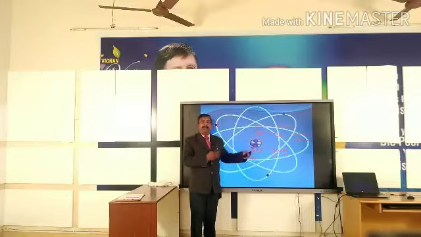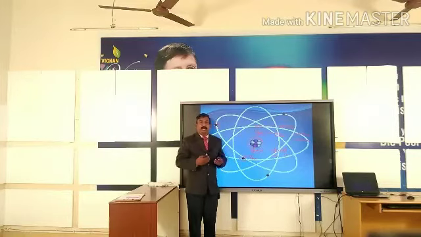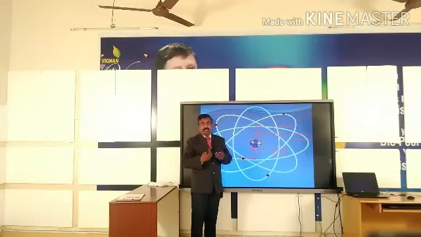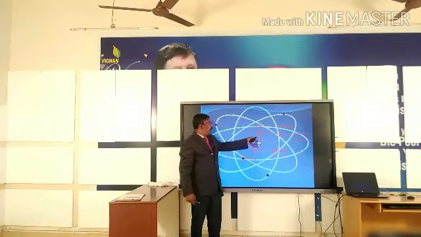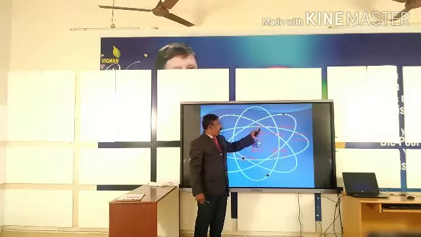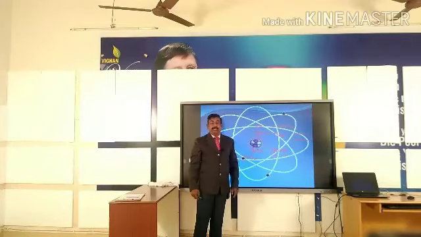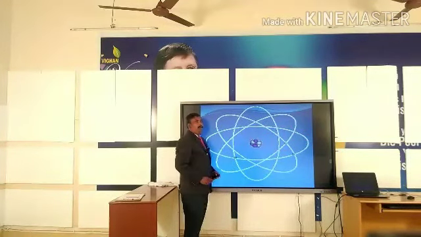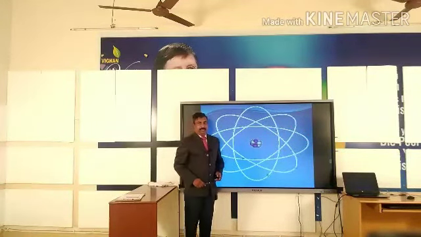Now we have seen that by friction. Whenever any body undergoes friction, it loses electrons or it can gain electrons. By losing electrons, it becomes positively charged. By gaining electrons, it becomes negatively charged. This study of charges when these objects are at rest, we are going to call static electricity.